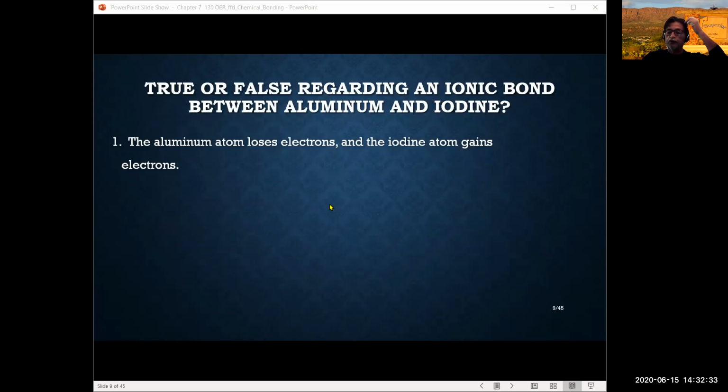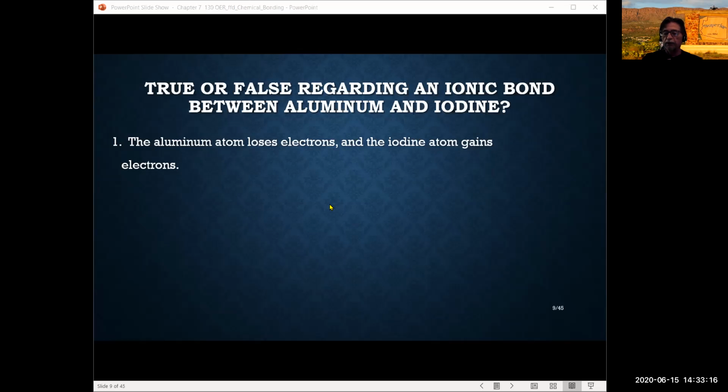All right. Question here: true or false regarding an ionic bond between aluminum and iodine? Question says the aluminum atom loses electrons and the iodine atom gains electrons. Well, how do you break that question down? Well, you ask yourself, aluminum, is it a metal? Yes. Being a metal, it's going to lose electrons. So that part of it is correct. The iodine, is it a nonmetal? Yes, it is. Being a nonmetal, it will gain electrons. So that part of the question is correct.